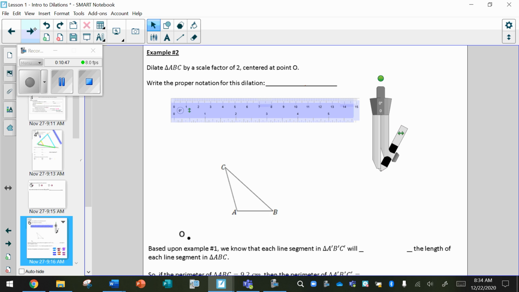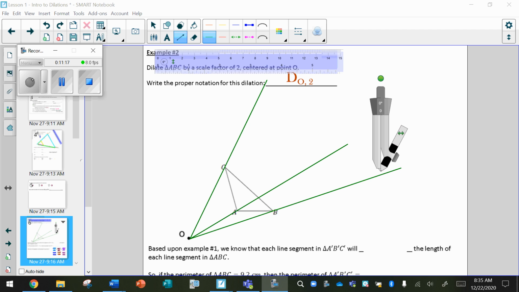All right, we're going to do another dilation by a scale factor of 2 centered at O. So I want you to write the proper notation for this dilation. Centered at O, scale factor of 2. And now what I want you to do is pause the video, do the construction, and then come back and we'll continue on with the notes.